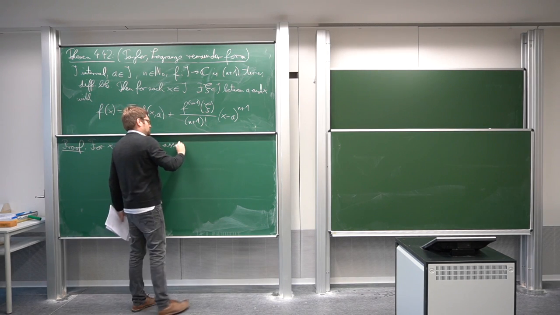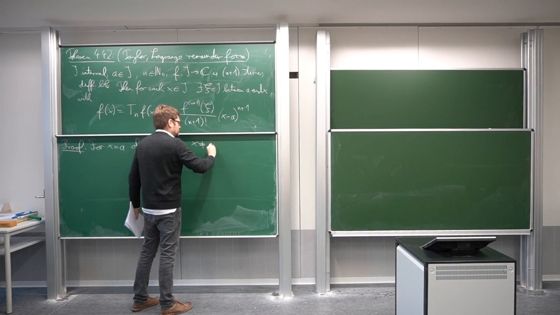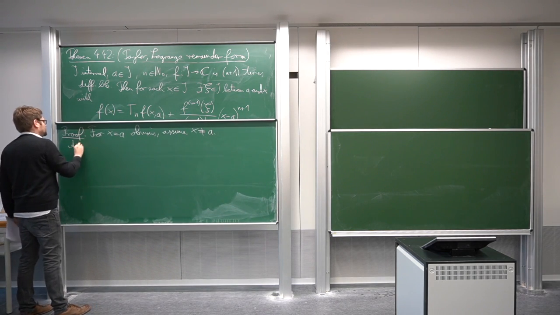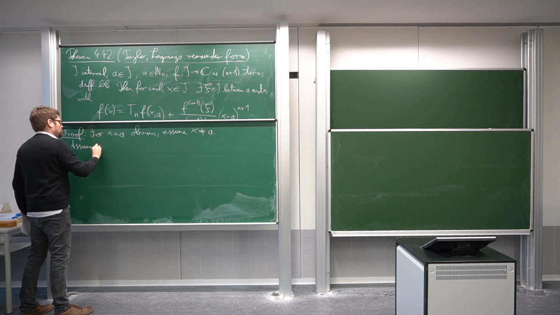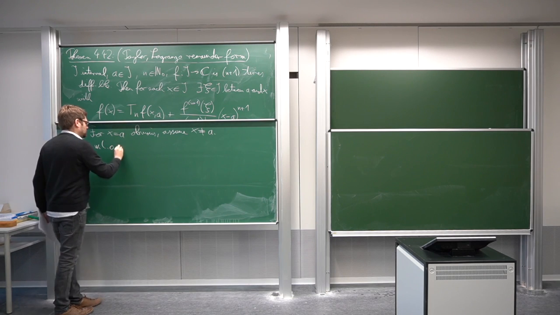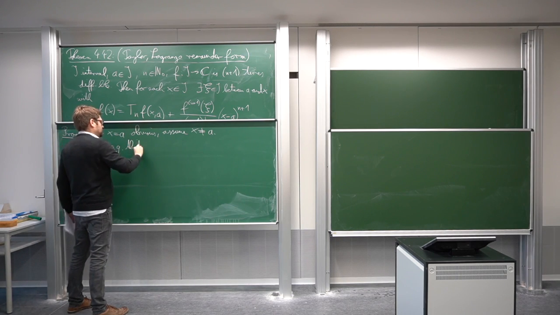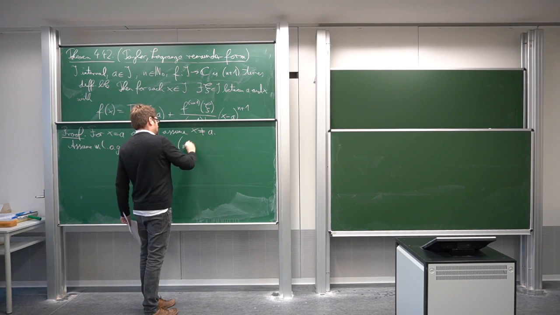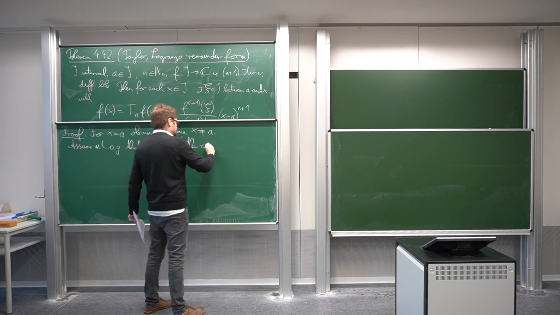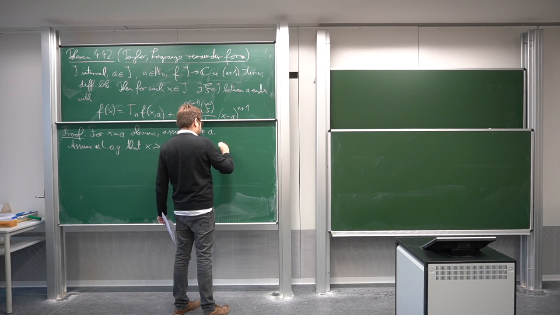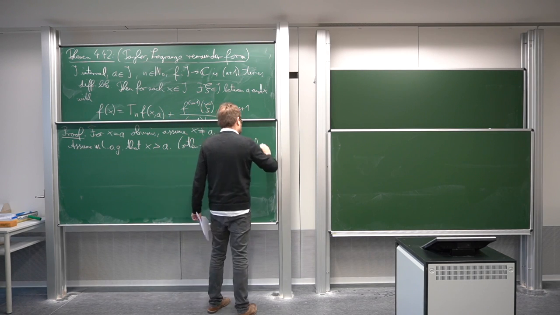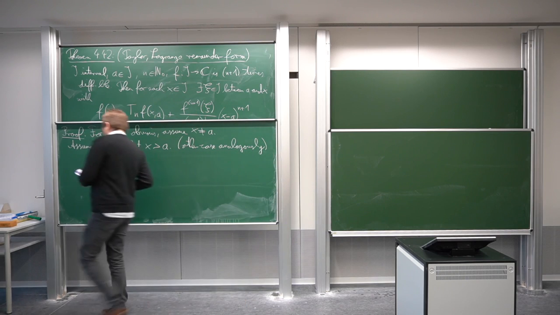So we assume that x is not equal to a, and furthermore, we make another assumption. We assume, without loss of generality, that x is bigger than a. The other case is basically proven in precisely the same way, so analogously. Okay, so we make this assumption.